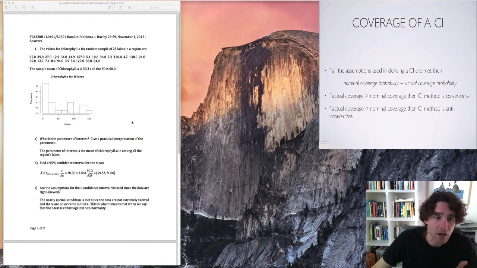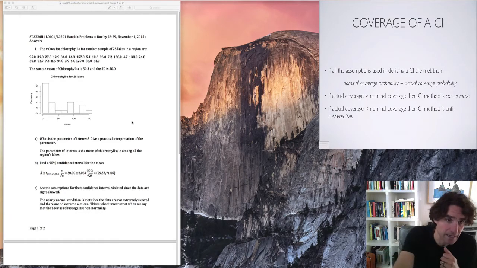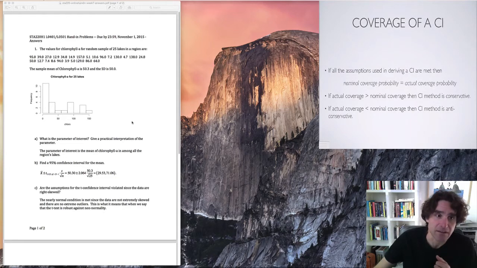A 95% confidence interval can be found for the mean just by simply plugging into the formula. The challenge here would be, if I didn't give you the mean and standard deviation, then it would be calculating it. Otherwise, it's just a straightforward calculation.